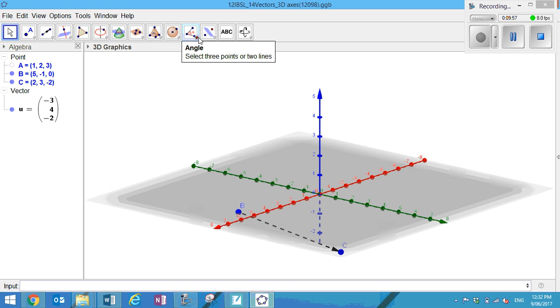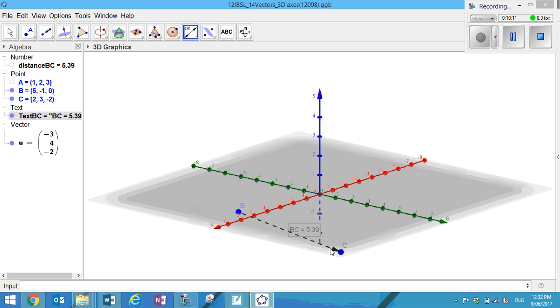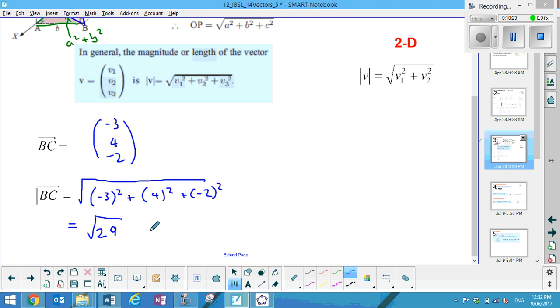We can actually find that out over here. If we want to get the distance or length, we want to get the distance between 2 points. So select the 2 points, the segment or the polygon. So we want to get this distance to here, and we see that it comes out as 5.39. And if we actually took the square root of root 29, we'd come out with 5.39. So we can do that on both GeoGebra and algebraically.